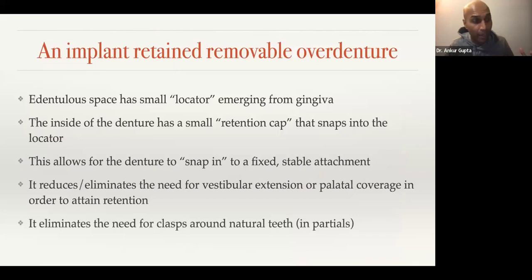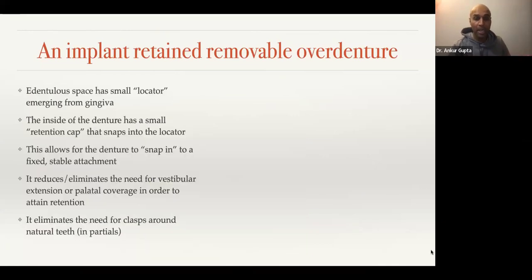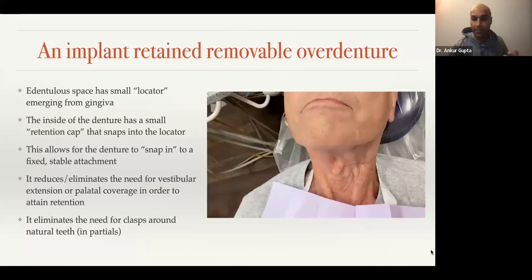And then the other thing is, if we're getting our retention from the implant locators, that means we get to eliminate or maybe mitigate the need for clasps around natural teeth. And that's great because clasps are ugly and they're terrible and they ruin teeth. In this picture right over here, where you see my thumb, that's actually where the tooth would be in this denture. But instead of a clasp going around and clasping onto that tooth, there was no clasp in the design of that denture. And instead, the retention cap on the inside of this denture snapped right into a locator. So it's kind of nice. And what's really nice about this is that patients love it.